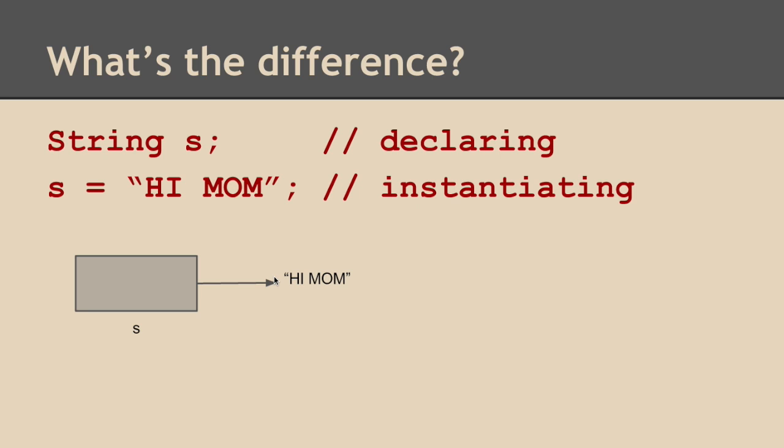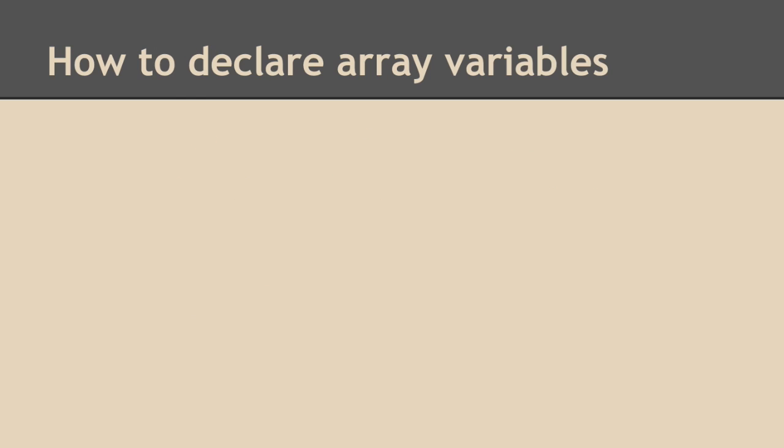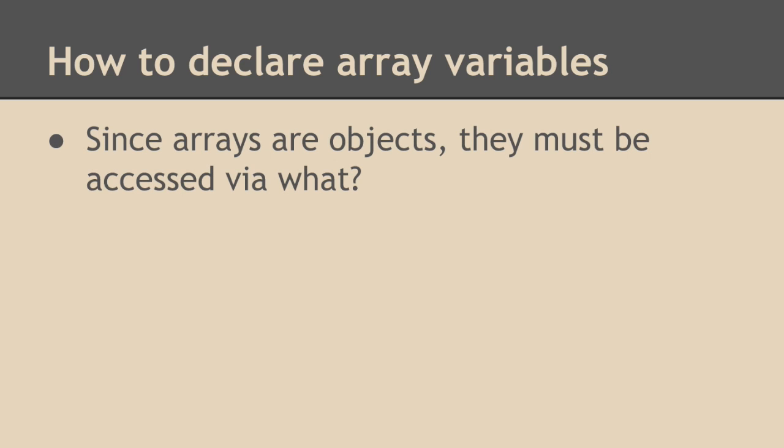So it's a similar idea with arrays. We need to know how to declare them and how to instantiate them. Let's start with declaring. So, since arrays are objects, what do we have to use to refer to them? Ooh, I just gave it away, didn't I? I used the word refer. So we have to use reference variables to refer to arrays, because arrays are objects.